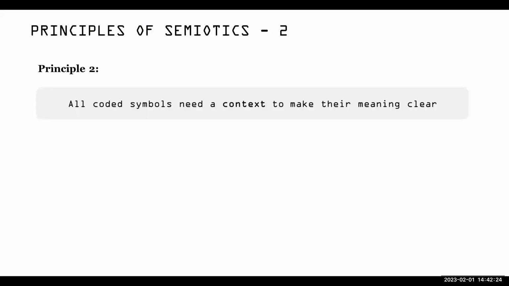In terms of the second principle, all coded symbols, we said signifier, signified, it creates a coded symbol. They all need a context to make their meaning clear. By itself, they are not clear. There is a context which happens. Now we saw this red dot. It's a simple red dot, but it can mean so many different things. And all of us assume these meanings.